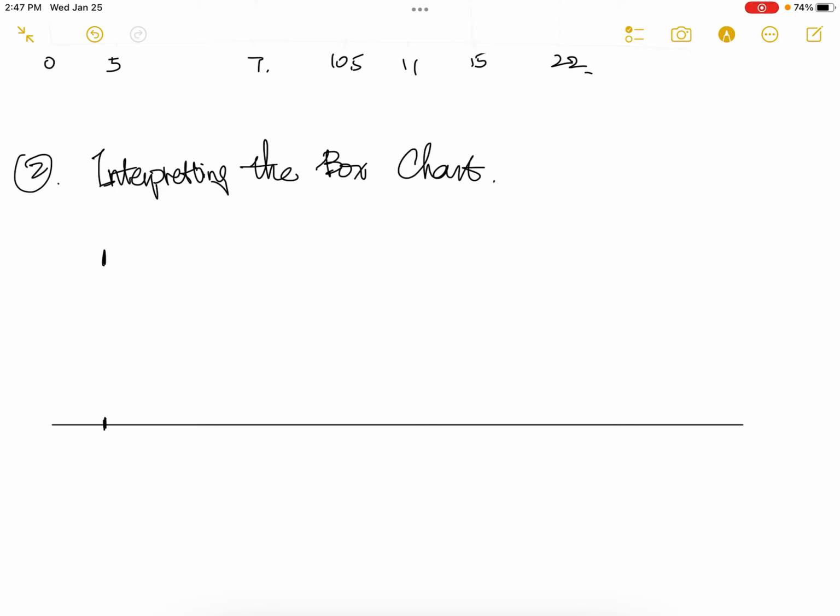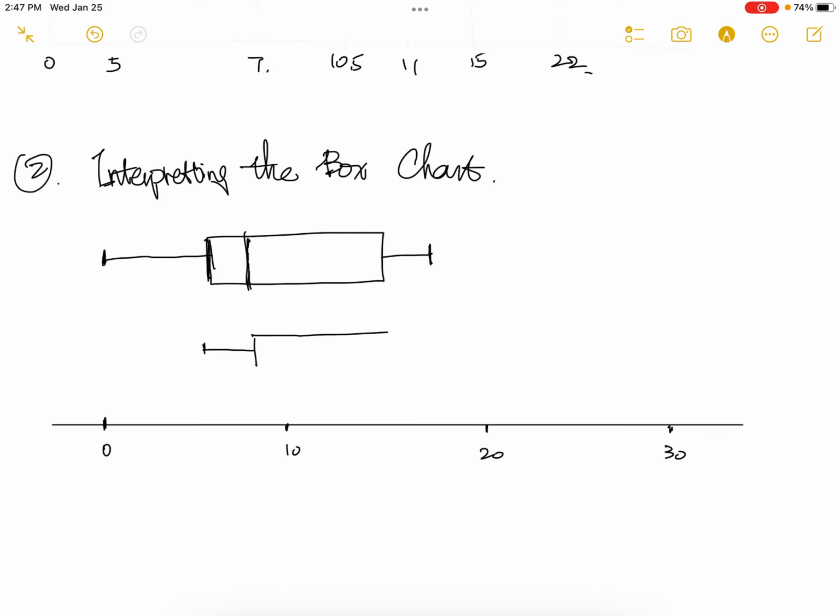So for example, let's say this is 0, this is 10, this is 20, this is 30. So I'm going to draw one box chart, and then I'm going to draw another one like that. So let's say this is A and this is B.